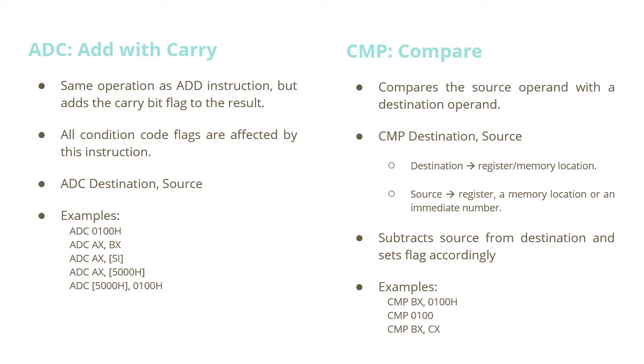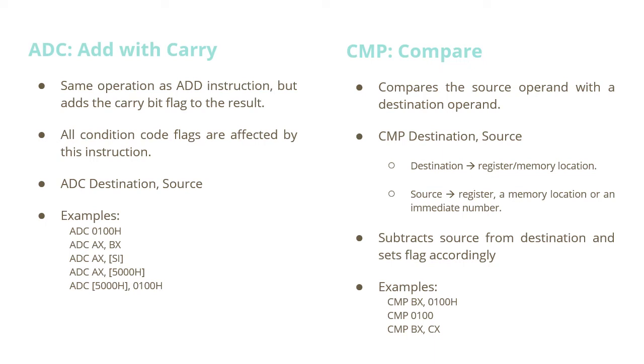The flags will be affected depending upon the result of the subtraction. For example, if both the operands are equal, then the zero flag will be set. If the source operand is greater than the destination operand, then the carry flag will be set, otherwise the carry flag will be reset. The example of this instruction is CMP BX, 0100H, where the immediate number 0100H is getting compared to the value that is present in the BX register.